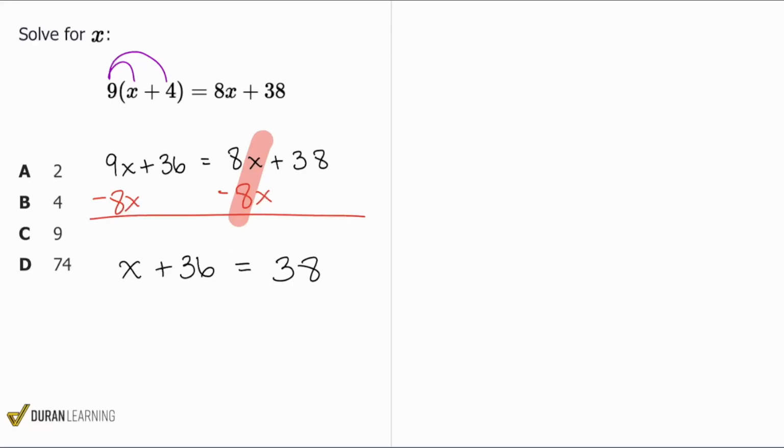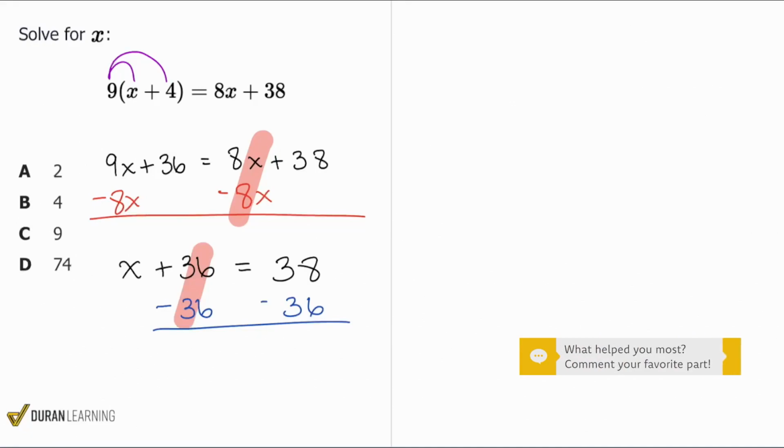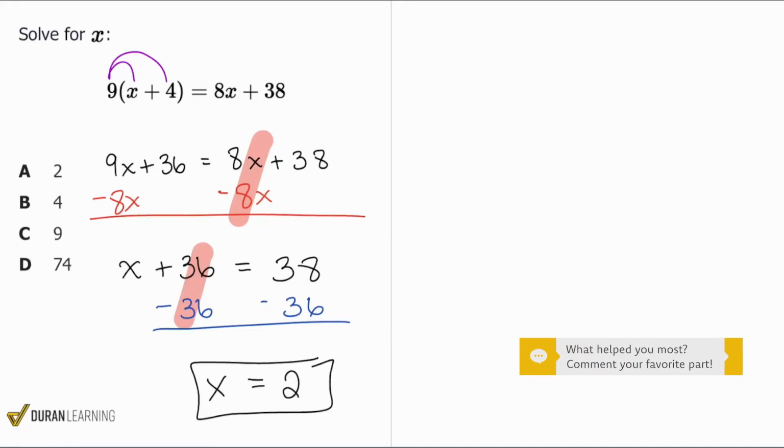But everybody, now that we're here, look at how much easier this got, right? We just have one more step, and that one step is going to be subtracting 36 on both sides, nice and easy. And that leaves us with x equals 2. Booyah. And that's what leaves our correct answer here as answer choice A.